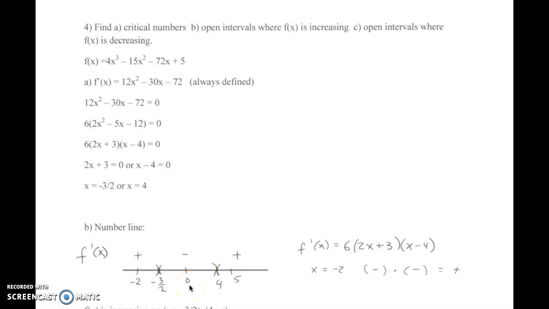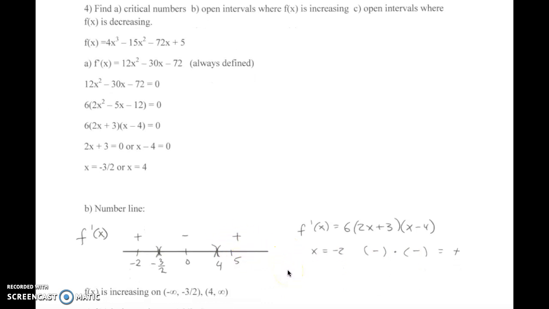When we plug in 0 here, we're going to end up with a negative value here. So this is going to be negative. When we plug in 0 here, this is going to be positive. So we're going to end up overall with a negative value. When we plug in 5, again, we're going to end up with 2 negative values, which is going to give us a positive overall for our derivative.